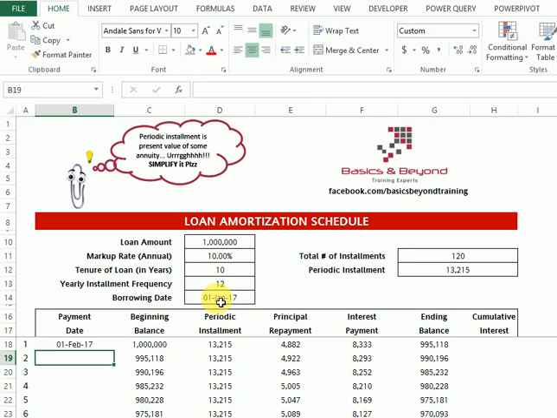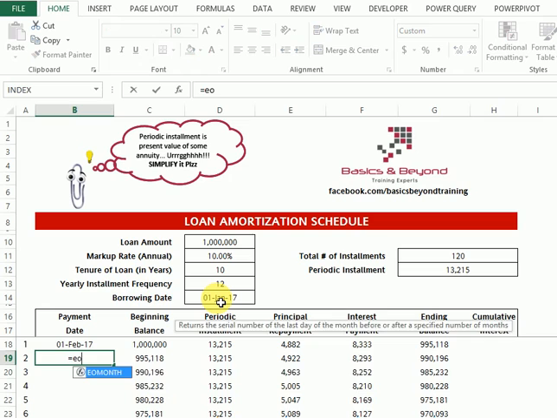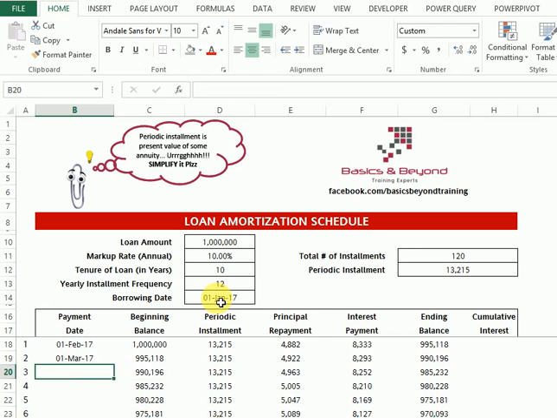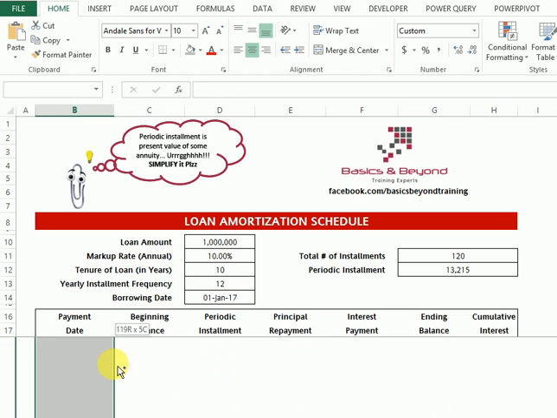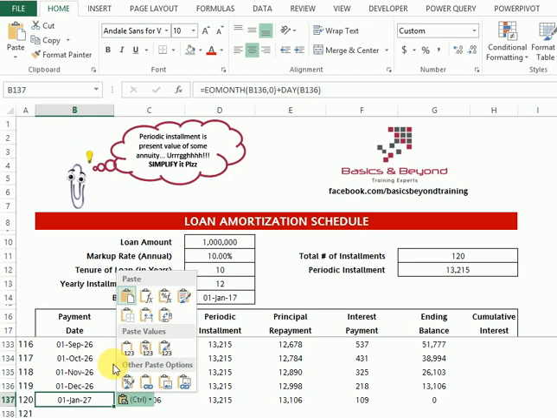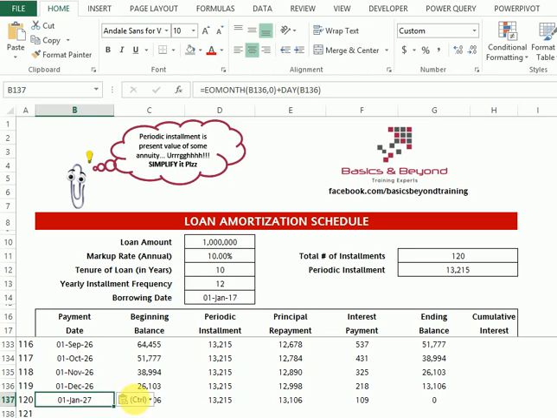First Feb. Now do the same for this. And just copy it down. The last installment will be paid on 1st January 2027.